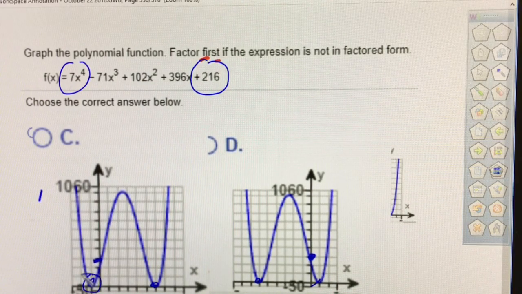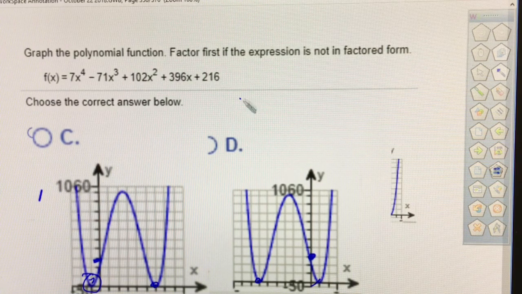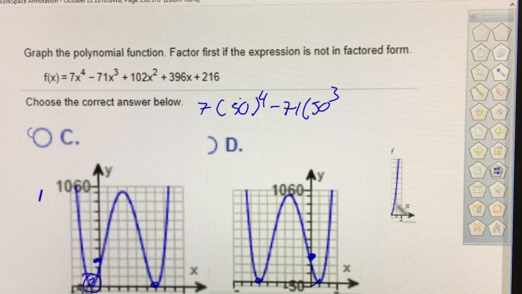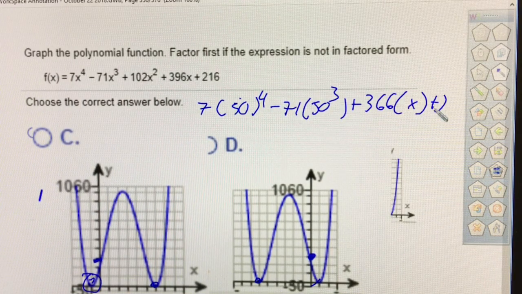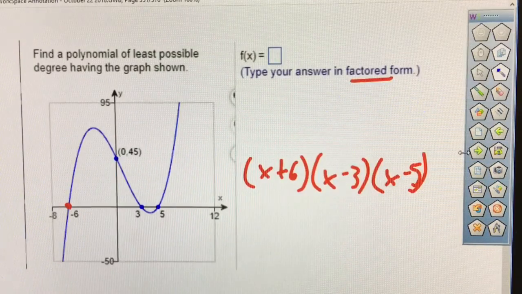What I would do, see how it goes through 5 here? I would plug 5 into this equation and see if I got a remainder of 0. So I plug in 7, parentheses 5 to the 4th minus 71, 5 to the 3rd. And 396 plus 216. That should all equal 0. If it does, negative 5 is going to be a solution.